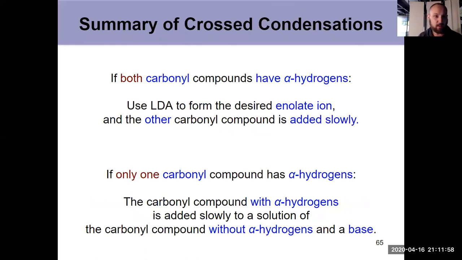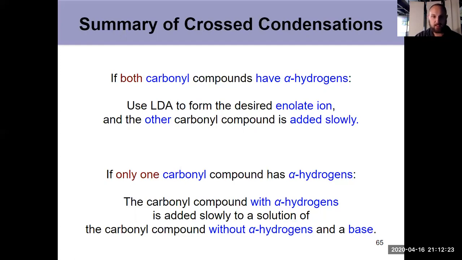Effectively, it's just more of what we've seen. We're just looking at alpha hydrogens. Ideally you don't want one of your reactants to have any alpha hydrogens. That makes everything simpler. If they do, you have to use LDA to make your enolate, and then add the other thing in slowly. That's simple, but the order is important.